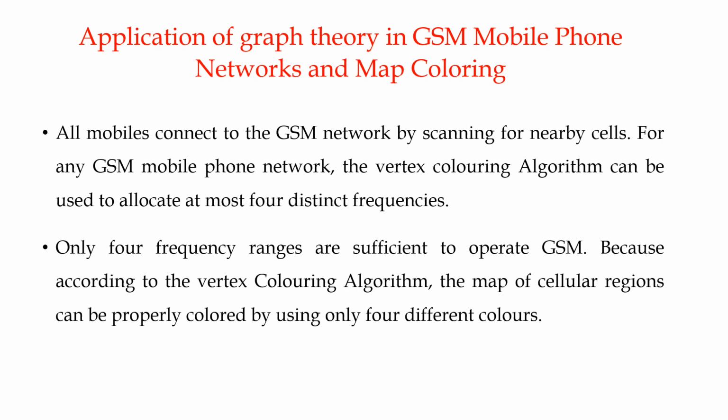Next one is in GSM mobile phone networks and map coloring. All mobiles connect to the GSM network by scanning for nearby cells. For any GSM mobile phone network, the vertex coloring algorithm can be used to allocate at most 4 distinct frequencies. Only 4 frequency ranges are sufficient to operate GSM because, according to the vertex coloring algorithm, the map of cellular regions can be properly colored by using only 4 different colors.